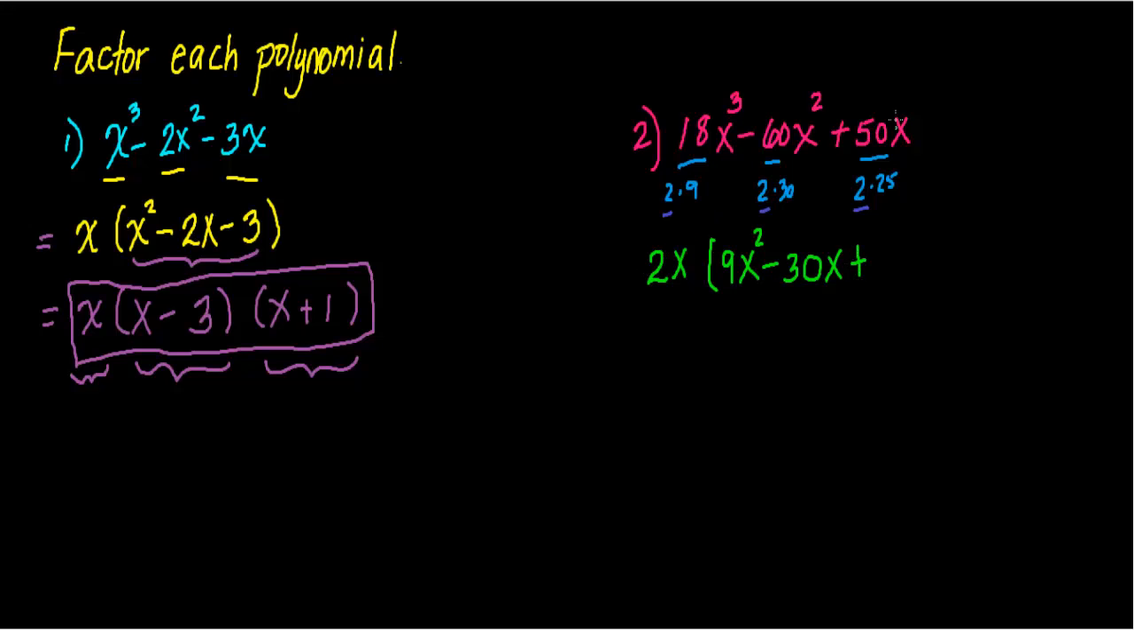And now 2x times what will give you 50x? Well, 2 times 25 is 50. And x times 1 will give you x. So I don't need to multiply here by x. And there you have it.